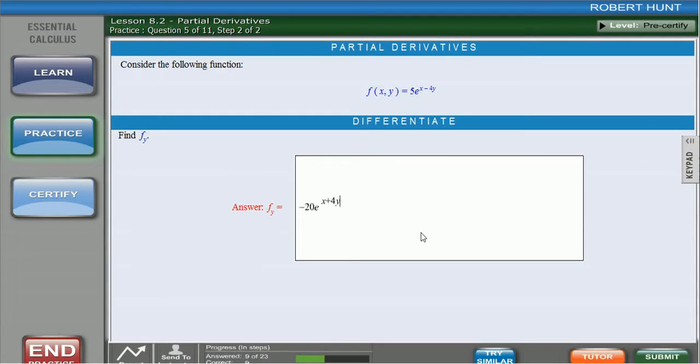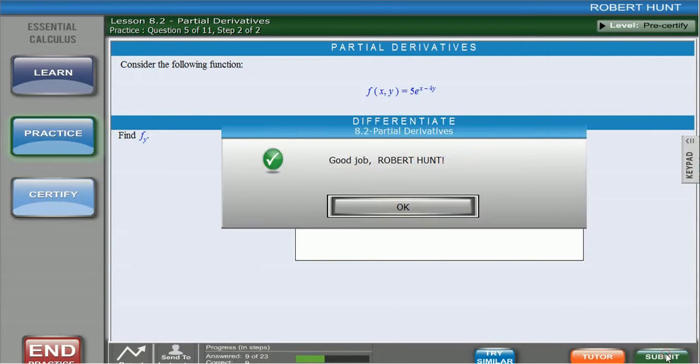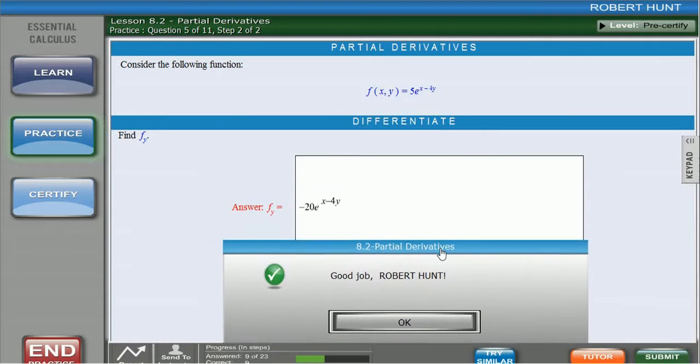Oops. Careful with your signs. I just wrote plus instead of minus. Alright, and there we go.